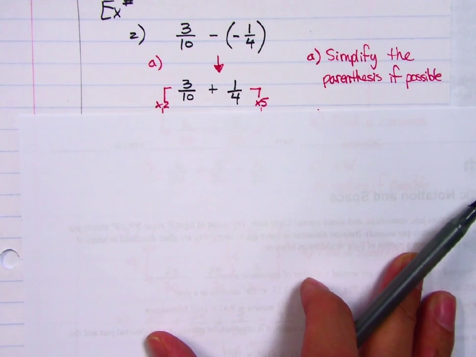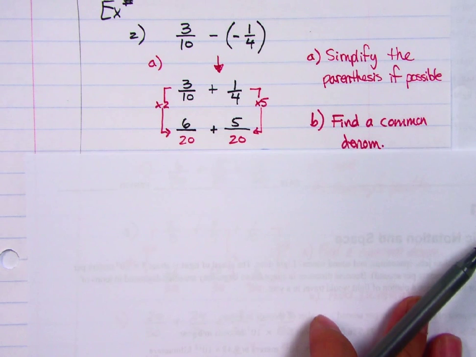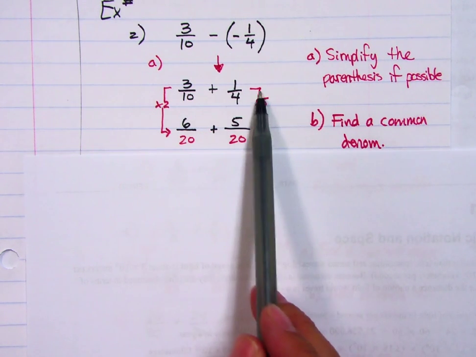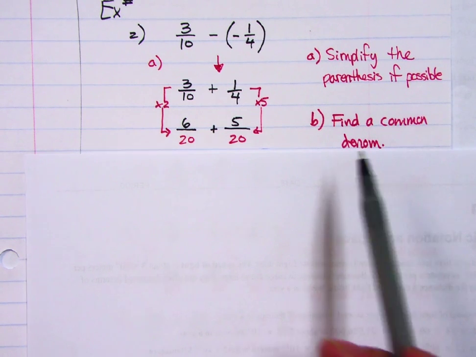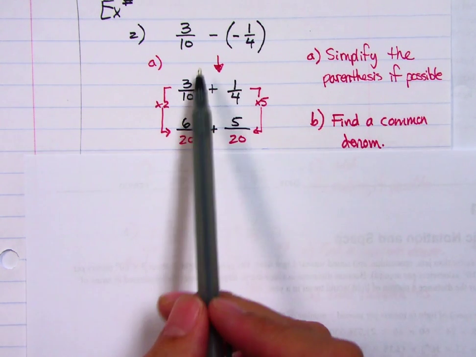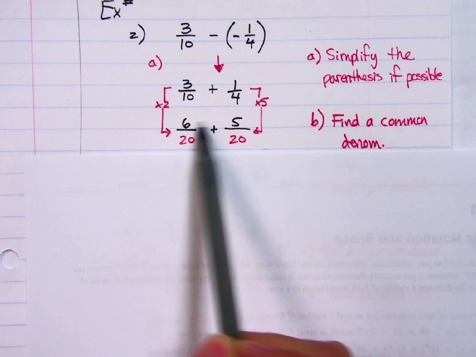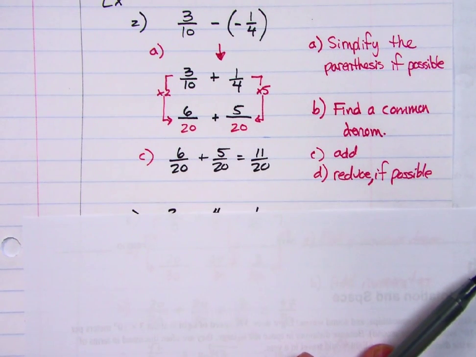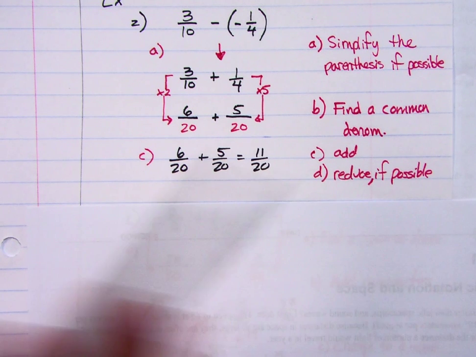Now I just follow along the same steps as before. Common denominator, sure, that's 20. Multiply this one by 2 to get there, and 5 to the second one. Once I have a common denominator and I change both the numerator and denominator, I can add. So I add, that's 11/20, and then reduce if possible, which I cannot, and that's it.